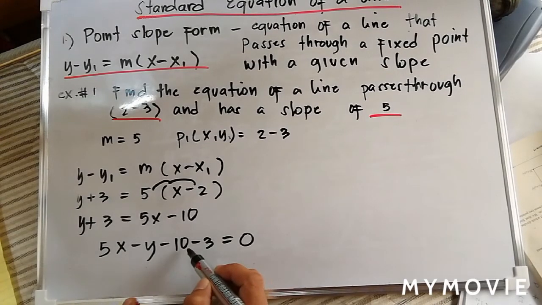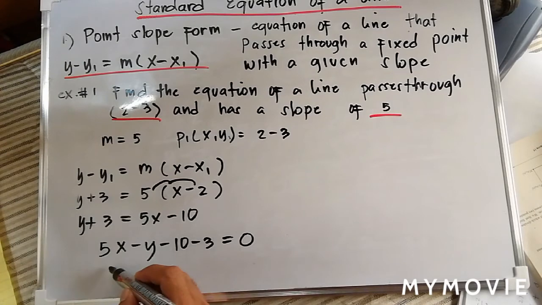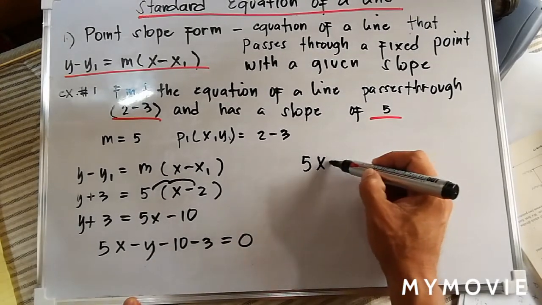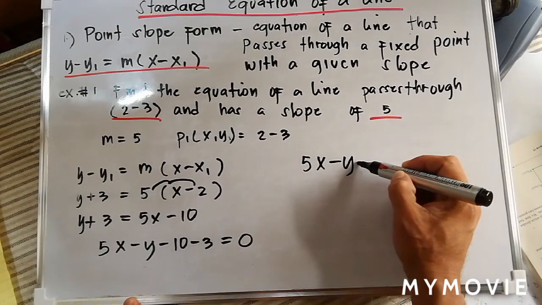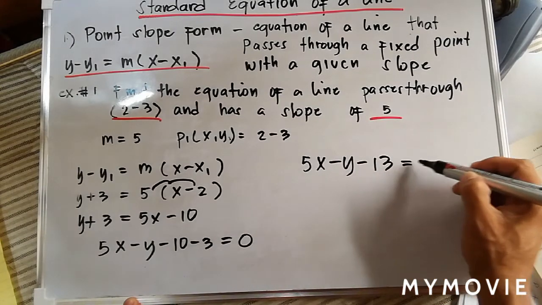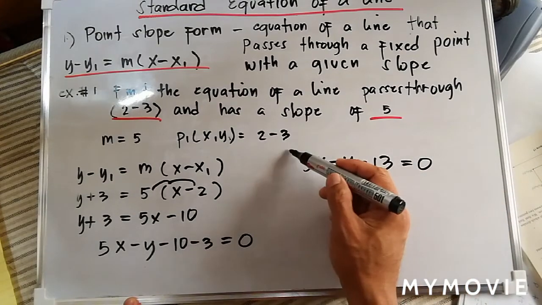Simplify the whole number. That is 5x minus y minus 13 is equal to 0. So that's the standard equation of a line.